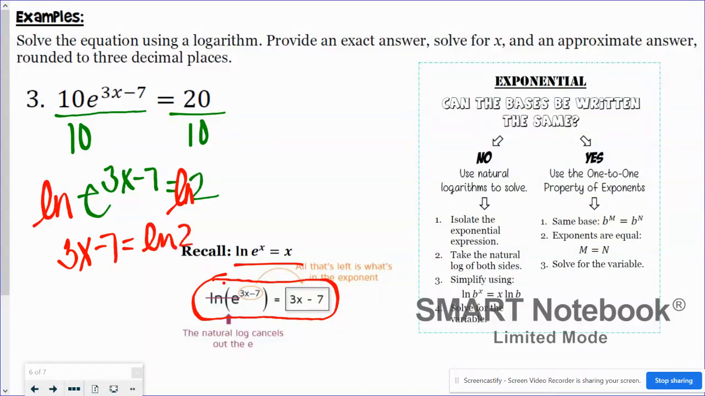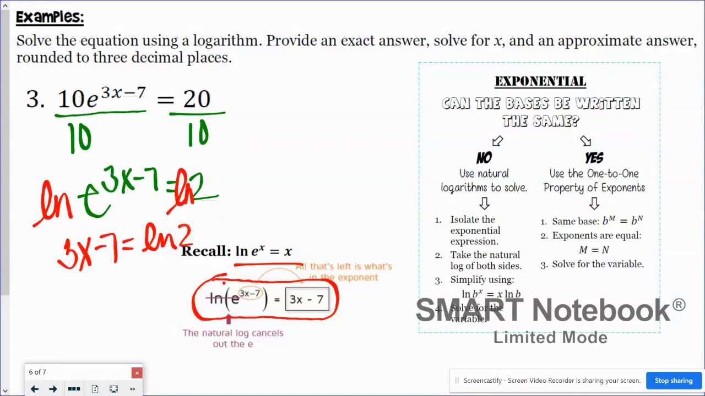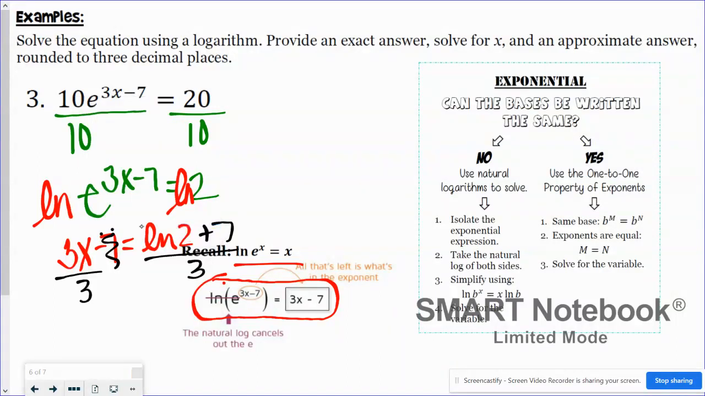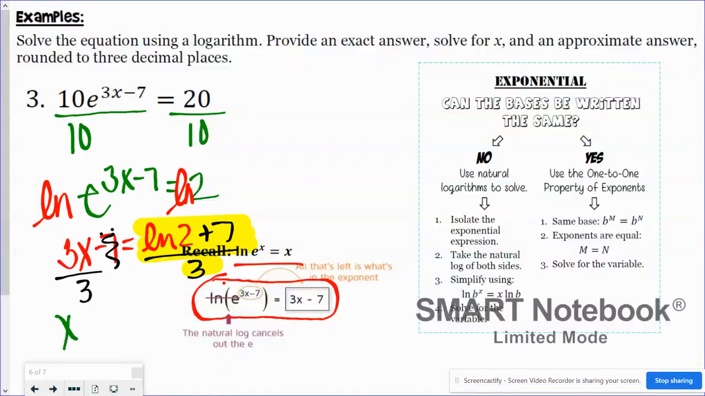And then I'm just going to go about getting x all by itself. To get x all by itself, I'll have to add 7 to both sides, and then I'd have to divide both sides by 3. So this is what I want to calculate. Let me just highlight it for you. I'm going to calculate the natural log of 2 plus 7, and I'm going to divide that by 3. So I get that x is approximately 2.564.